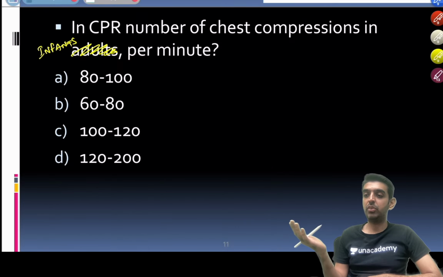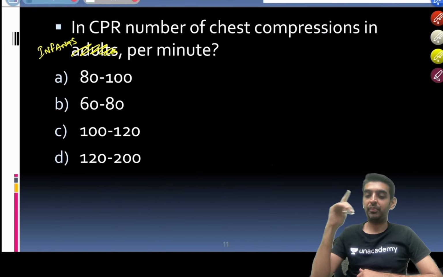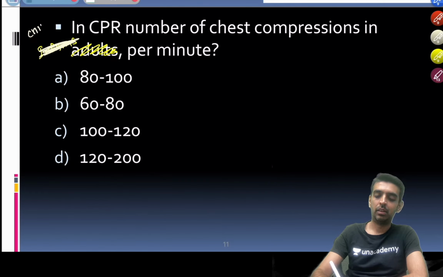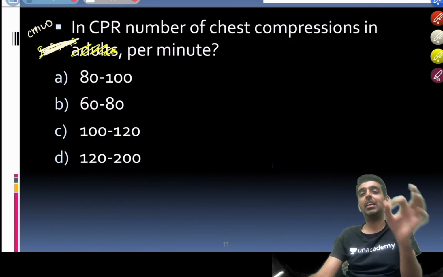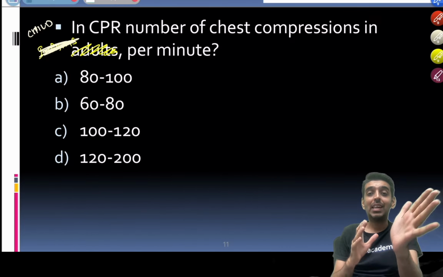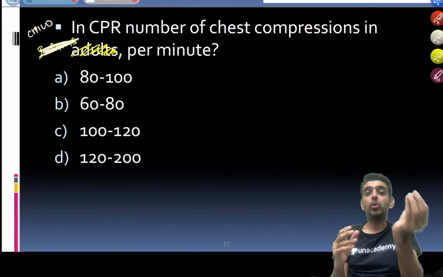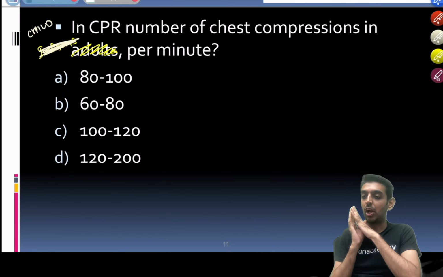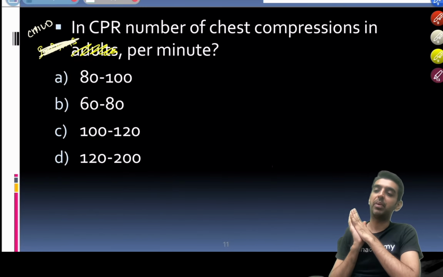If B is for previous one or B is for this one? Yes. So I'll change the question a bit more, right? Instead of infants, I'll write a child. So what would be your answer now? A child who is like 6, 7, 8 years old, right? What is the number of chest compressions will you give in a child who's 6 to 8 years old? How many is the number of chest compressions for that?